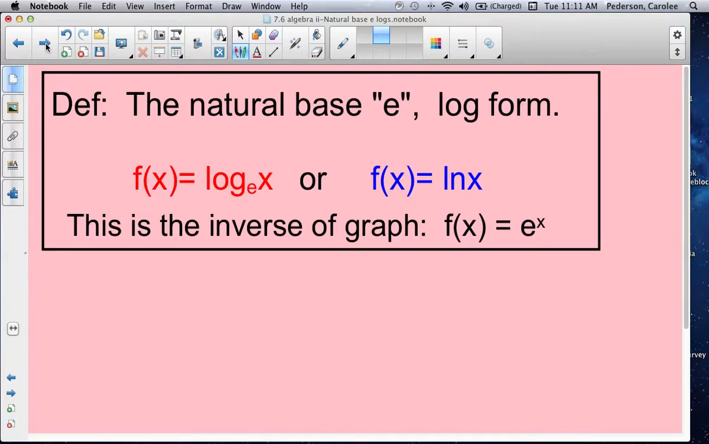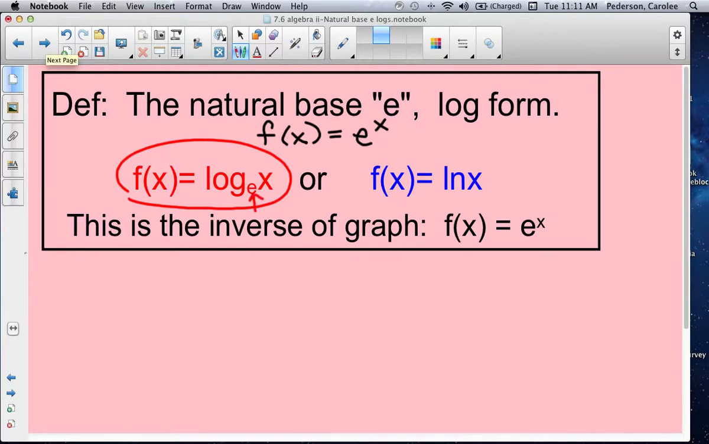All right, now we're going to move on to what we call the natural base e log form. There are 2 ways you can write the inverse function for an exponential. Remember, the exponential that we introduced to you is f of x equals e to the x. Its inverse can be written as log base e, notice the base is e, or you can also write it like this, f of x equals ln of x. This again is the inverse of the graph f of x equals e to the x. Go ahead and push pause if you need more time.